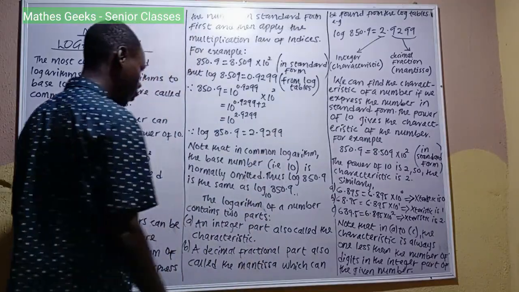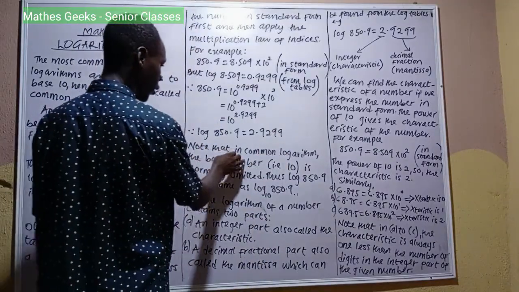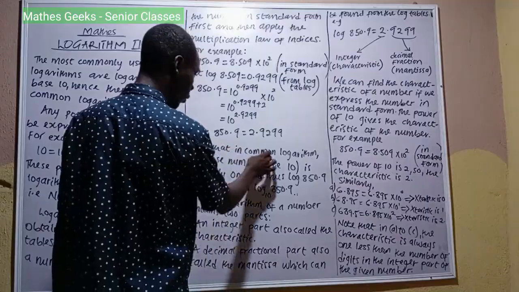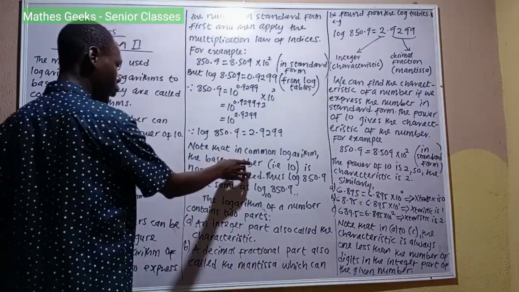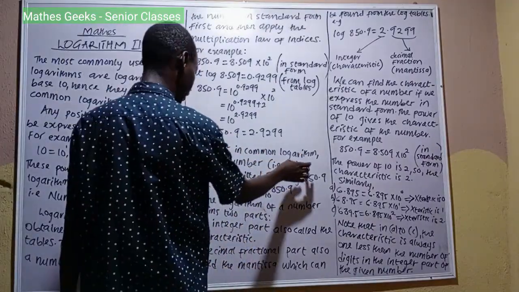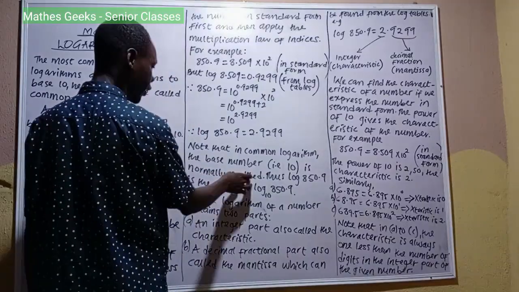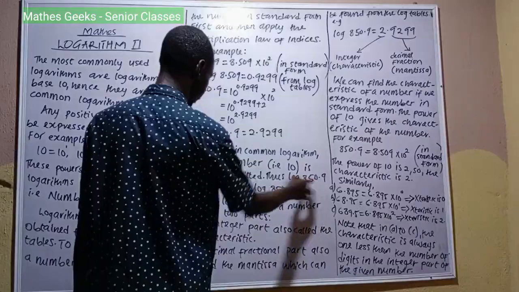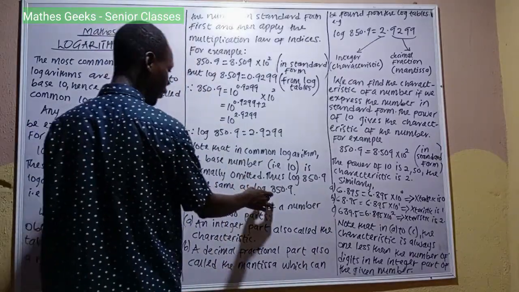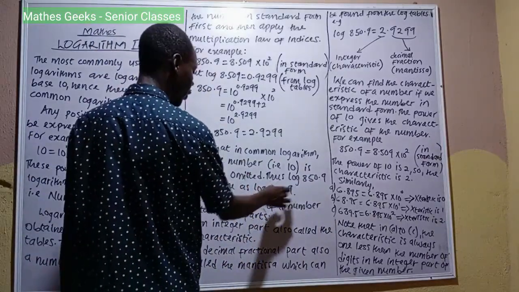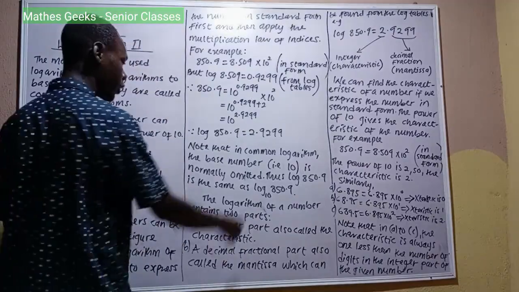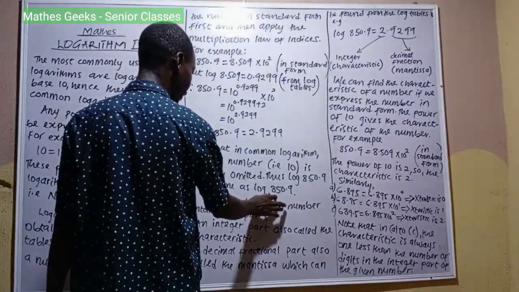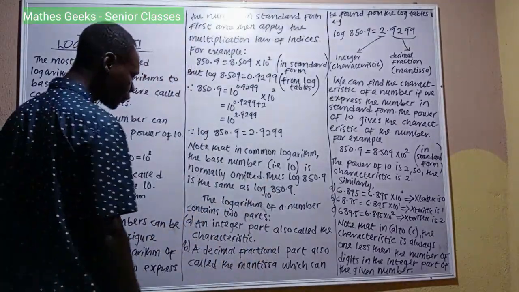Something to note is that in common logarithm, the base number, that is 10, is normally omitted. So log 850.9 is the same as log 850.9 to the base 10. Because it's common logarithm, we usually omit the base 10, but it's still the same thing.